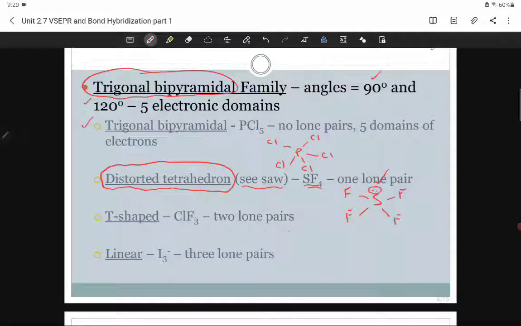T-shaped has 2 pairs that are not bonded, and then, whoops, that's a fluorine, and 3 that are bonded. So that's going to even bend it a little bit to a smaller angle. So we started off with 90. This one was a little less than 90. This one's going to be even a little less than 90. And then I3 minus is going to give you this look.